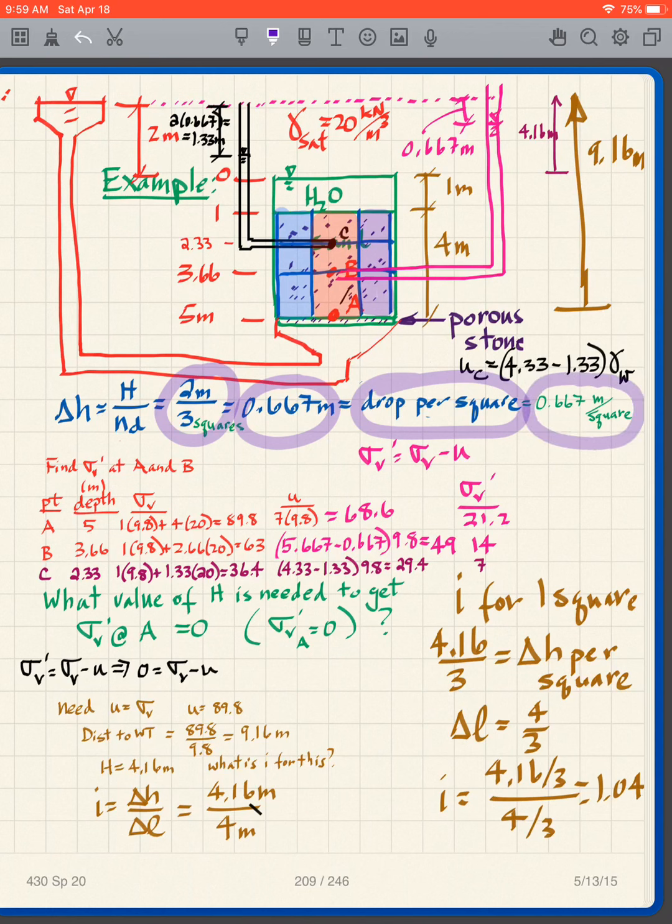So in other words, I have 0.667 meters per square. That is my head drop, that's my delta H. That's how much the head drops per square: 0.667 meters per square.